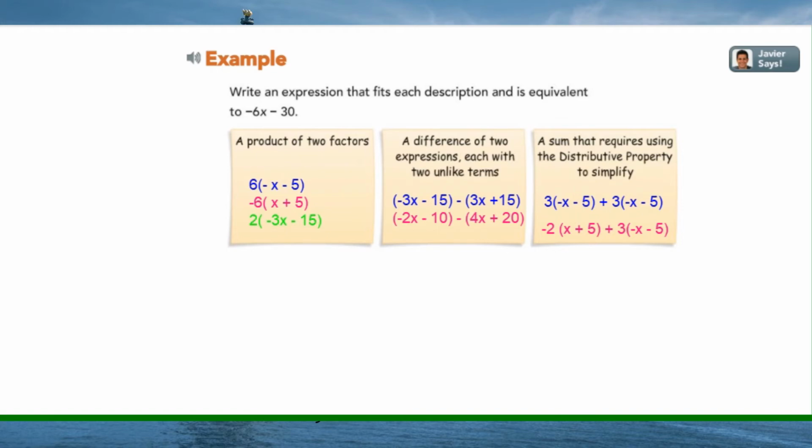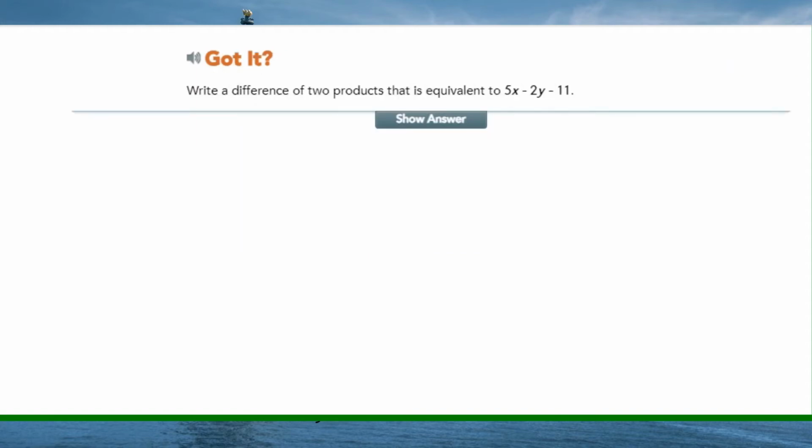So I gave you two examples. I want you to come up with your own. Here's a practice problem. It says write a difference of two products that is equivalent to 5x minus 2y minus 11. Alright, so what it means by a difference of two products is it will look similar to this format. That means I'm going to have to distribute something in here and then distribute something in here. And let's use something other than 1 or negative 1. So a hint would be to put x here and y here.